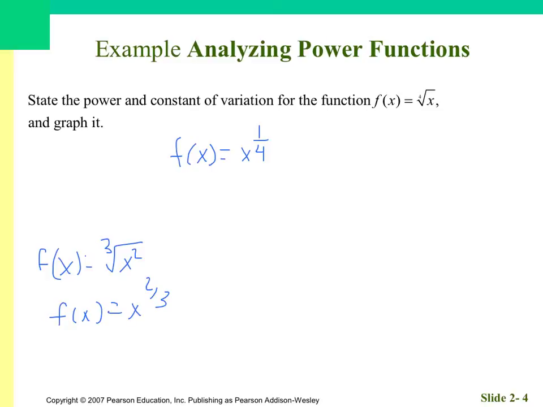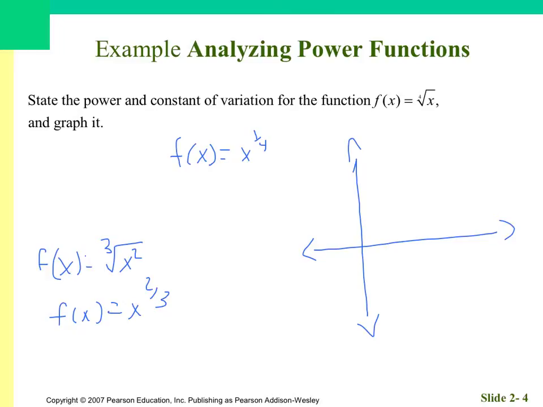So let me go back to the 1/4 power. State the power and the constant of variation. Well, this is a function that has a power of 1/4 and a constant variation of 1. Now to graph it, I know it's not going to be negative, because you can't do even roots of negatives, so I know it's going to start at 0.